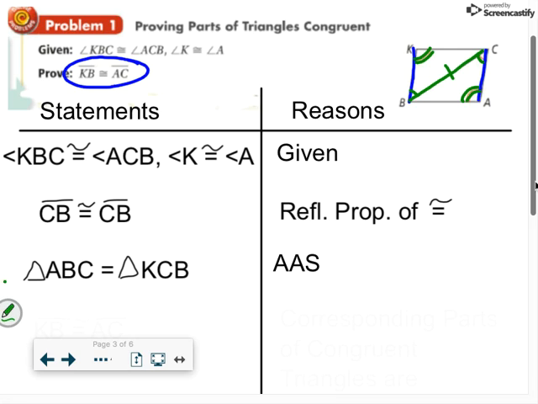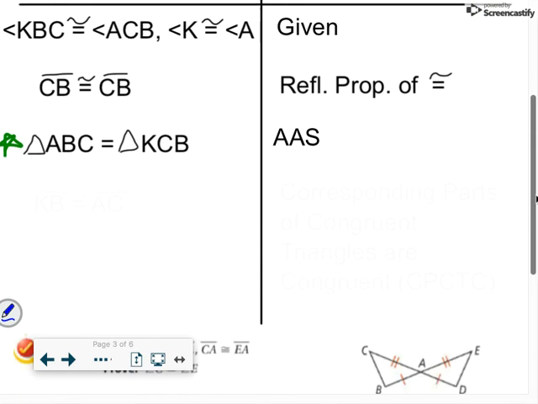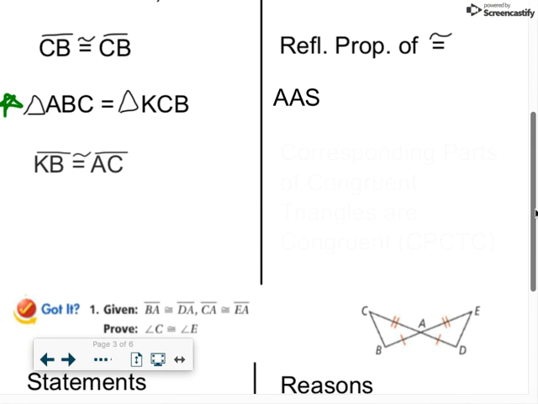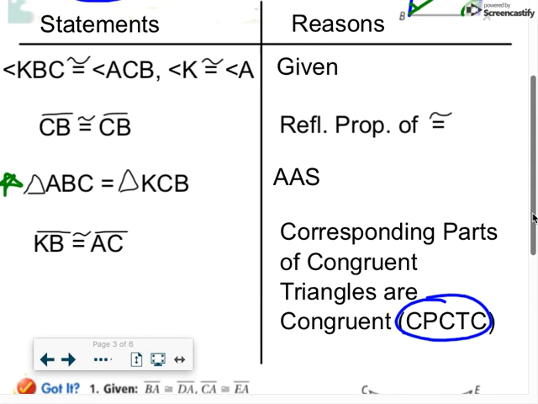Okay, this is normally where we would stop, but we're going to keep going just a little bit further here because we haven't said what they want us to prove yet. They want us to say that KB is congruent to AC. Well, if we know the triangles are congruent, that has to be true. The reason for it looks really long. It's saying since the triangles are congruent, the corresponding parts are congruent. So I would just write that abbreviation for that reason, CPCTC. If you need to take a second to pause the video and look at this proof again, I would do so right now. Otherwise, I'm going to be moving on to the next one.